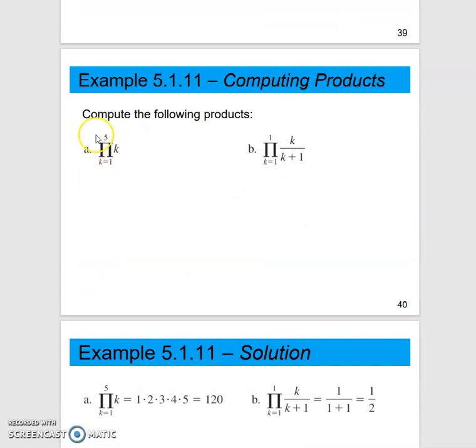So let's do this product. I'm going to go 1 times 2 times 3 times 4 times 5, and I multiply them up to 120. Similarly, if I plug in this equation, k over k plus 1, here I'm only going from 1 to 1, so I have just the one term. So my answer is just 1/2.